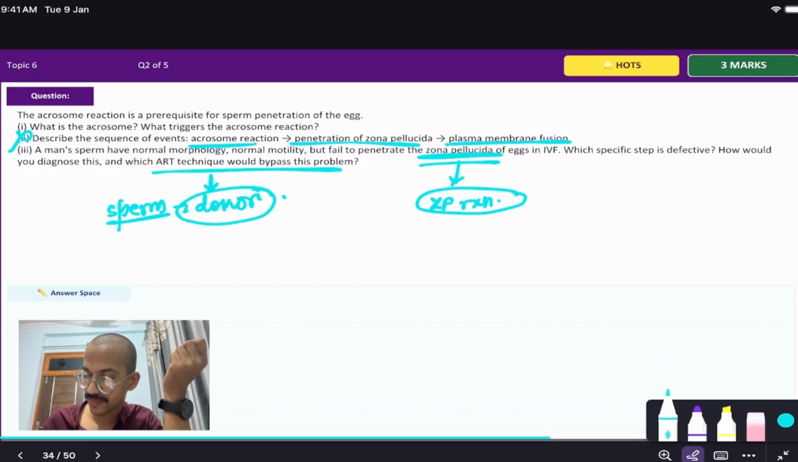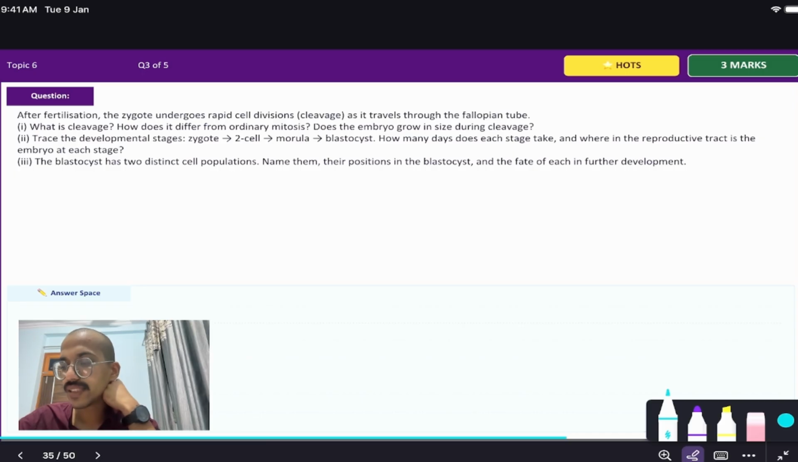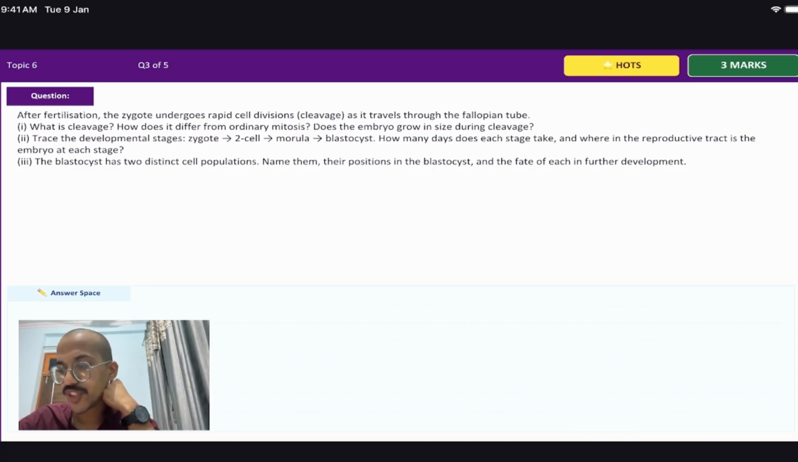That will help us. Next, after fertilization, the zygote undergoes rapid cell division as it travels through the fallopian tube. What is cleavage? It is a type of mitosis where rapid cell division occurs without the interphase or the growth phase. How does it differ from ordinary mitosis? You know that mitosis will have karyokinesis and the interphase and that cycle.